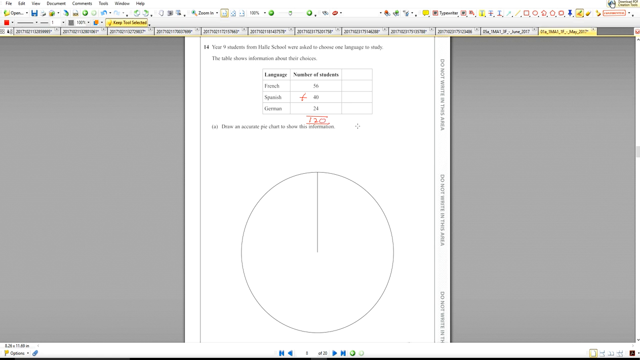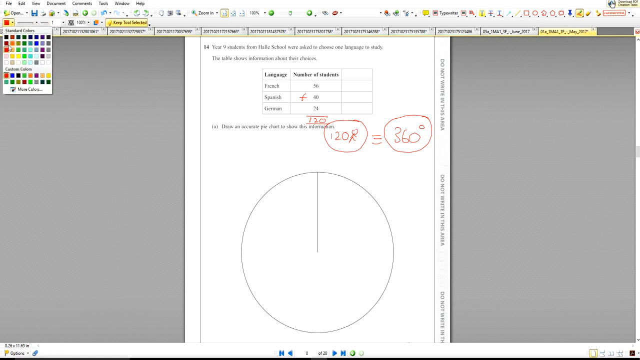120 students. Now, what we know is that the 120 students are going to fit into our pie chart, and our pie chart is equivalent to 360 degrees. So there we go, that's my method, my idea. But we need to know what is the value of one student. To get from 120 students to 1 student, I will have to divide by 120.